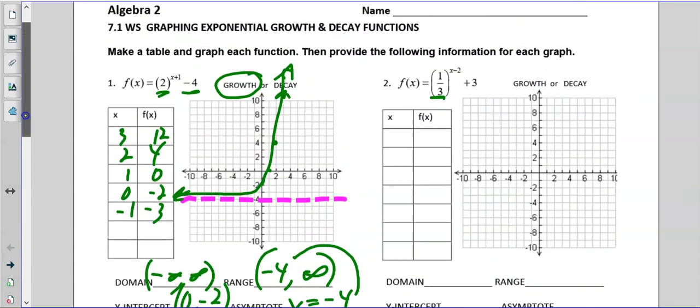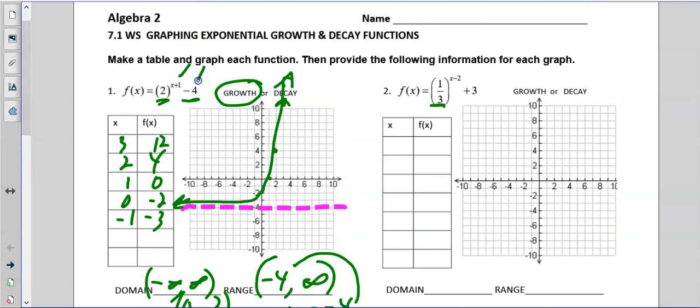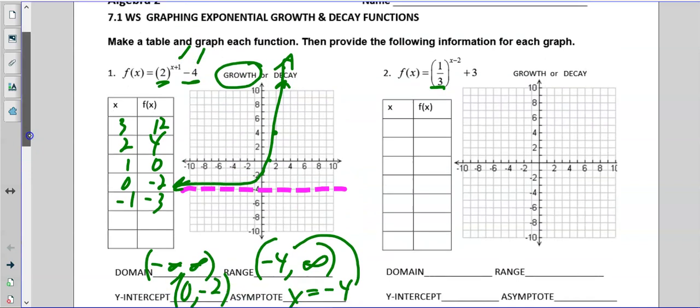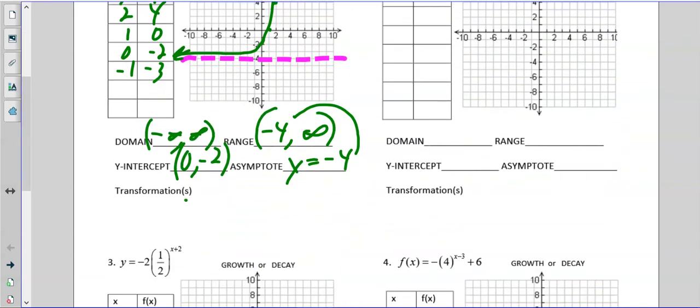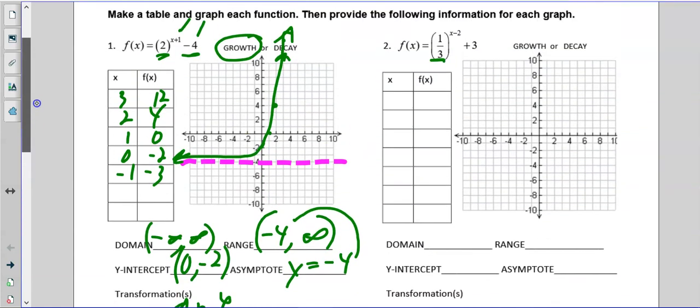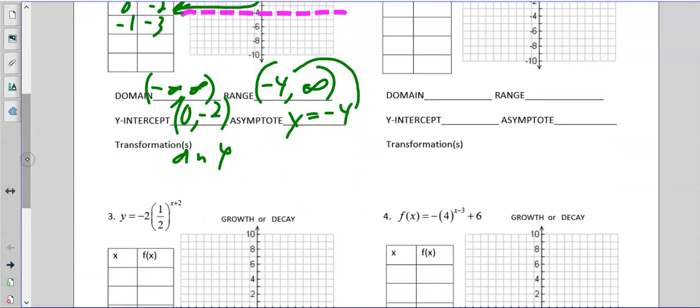And then we look at the transformations. That's here and here. The -4 drops it down 4. The +1, remember, inside lies, you would think right, but it moves it left 1.